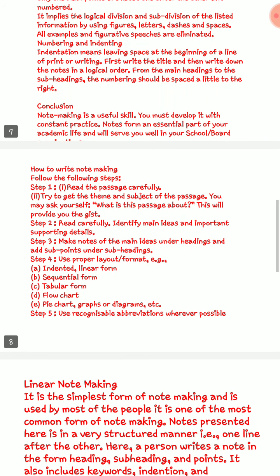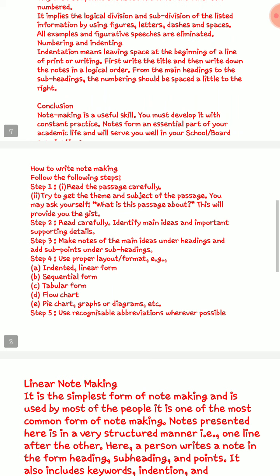First write the title and then write down the notes in a logical order or manner. From the main headings to the subheadings, the numbering should be spaced a little to the right. Yes, it is related to the structure. From the main heading to the subheadings, the numbering should be spaced a little towards the right side.